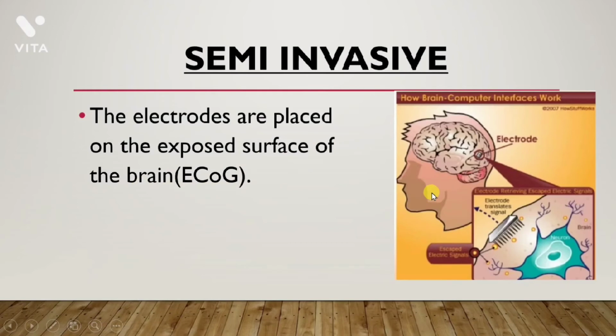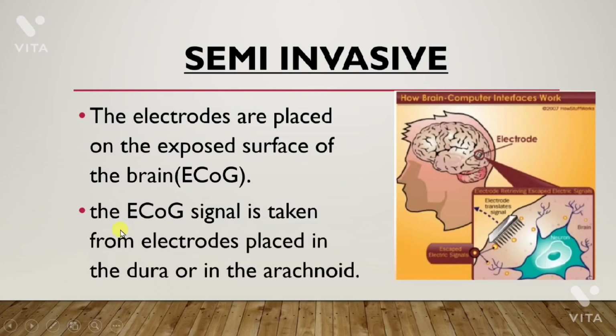So here the electrodes are not placed completely into the gray matter of the brain, whereas they are placed on the outer surface of the brain. As you can see in this picture, here the electrode is placed on the outer surface of the brain. The ECoG signal is taken from electrodes placed in the dura or in the arachnoid. So these signals are collected from this dura or the upper part of the brain.